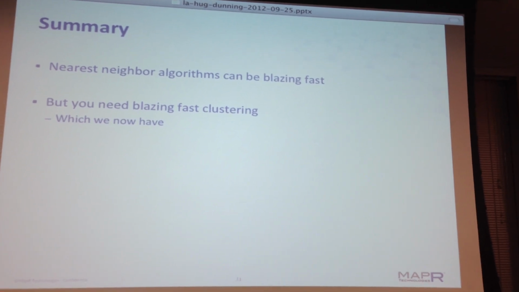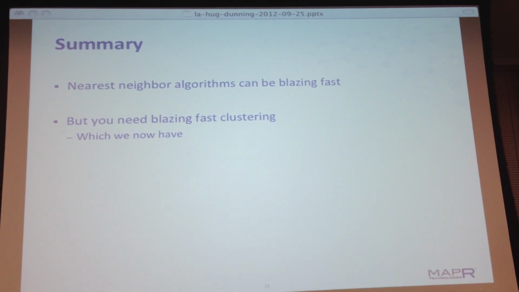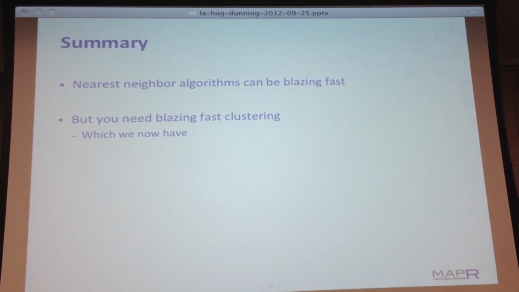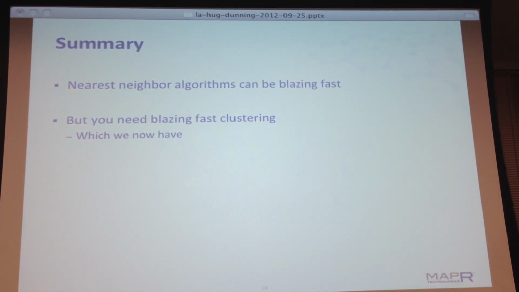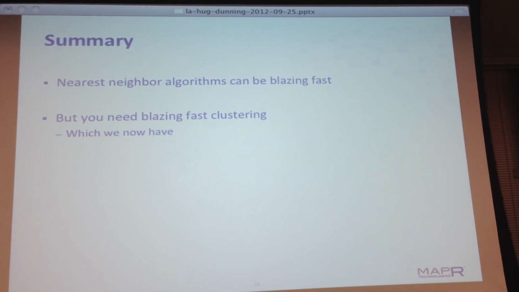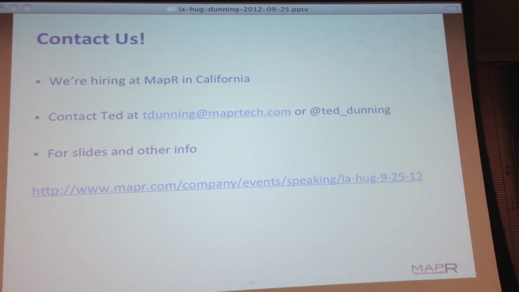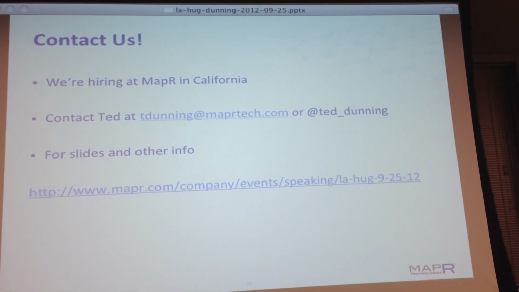So we can make nearest neighbor algorithms blazingly fast, thousands of times faster than in the brute force case, if we can do fast clustering. And we now have blazing fast clustering, commonly known as super fast clustering. And it's online, so it's all those wonderful things that we wanted at the beginning.